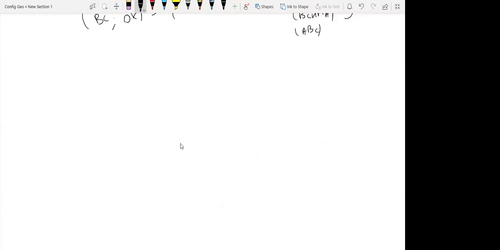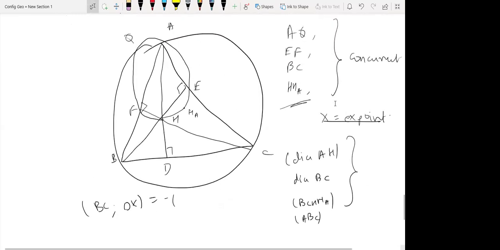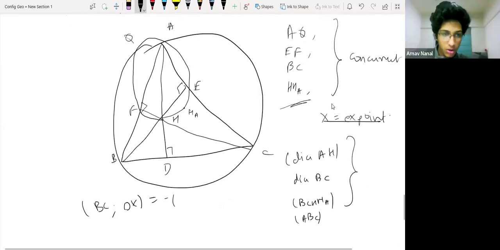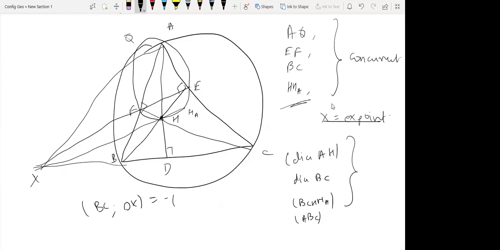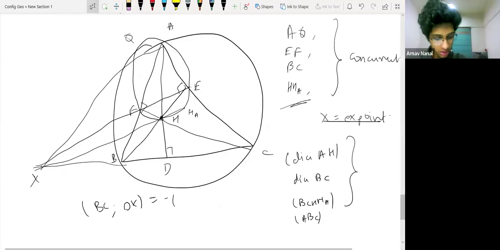One second. Could you explain how (B, C; D, X) equals -1? Because this is EF. I'll just draw. So EF passes through X, and BE, CF and AD are concurrent at H. Okay, I think I got it, yes.